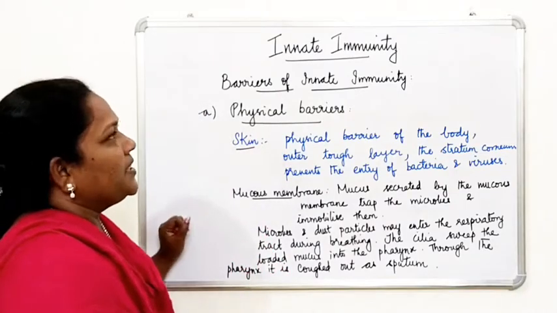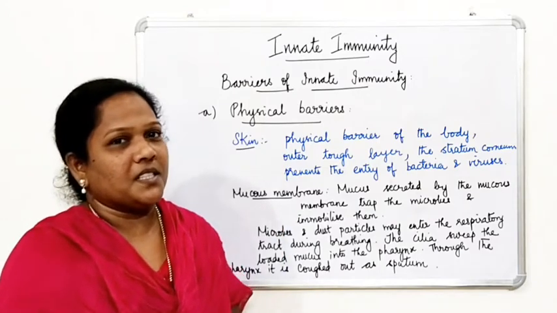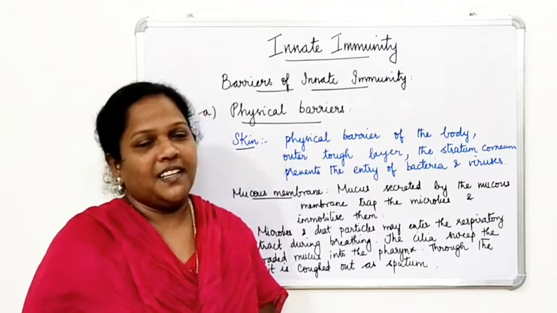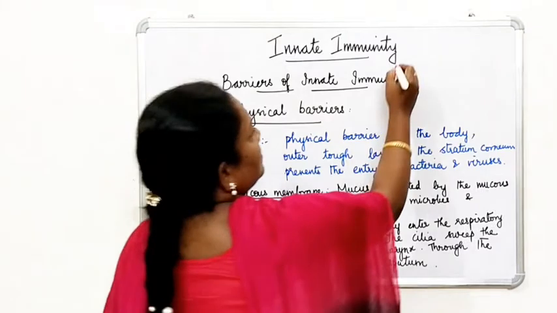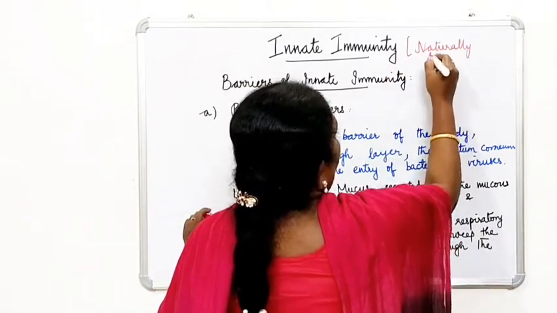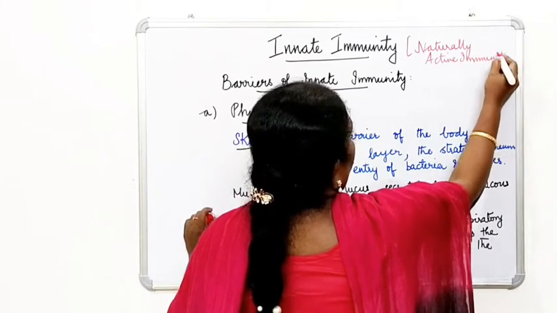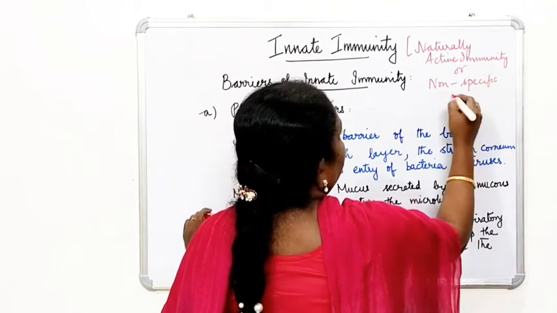And today we are going to learn about innate immunity. Last class we studied what immunity is and what the types of immunity are. Today we are going to learn what innate immunity is. This innate immunity is naturally active immunity, otherwise called non-specific immunity.